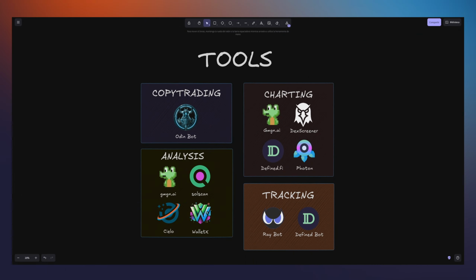For the tools, we're going to have 4 categories: copy trading, charting, which means looking at the charts, analysis for both tokens and wallets, and tracking. For copy trading, we're going to be using Odin Bot, which is the fastest bot out there. If you want to sign up, you have the first link in the description. Once again, this is going to be the tool that we're going to be using during the whole series.